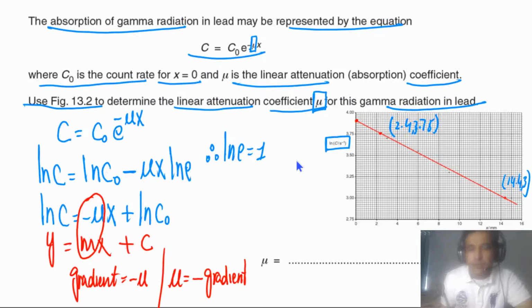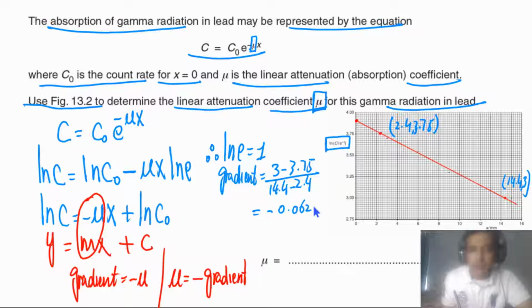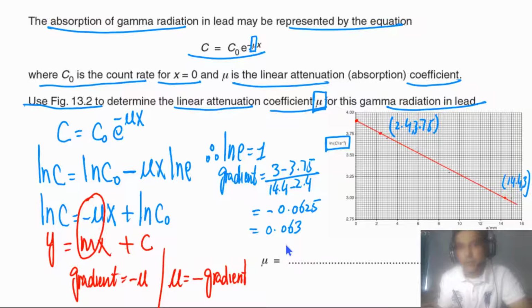Now we need to calculate the gradient of this one. So we have this point. First of all, we have 3 minus 3.75, and this is divided by 14.4 minus 2.4. If we solve this, we will get negative 0.0625, which to 2 significant figures we can write as 0.063.